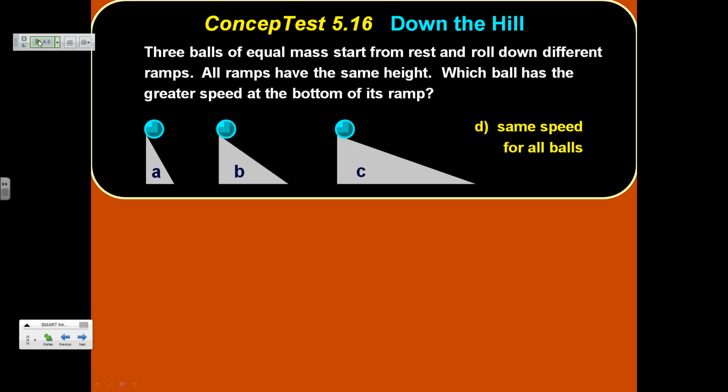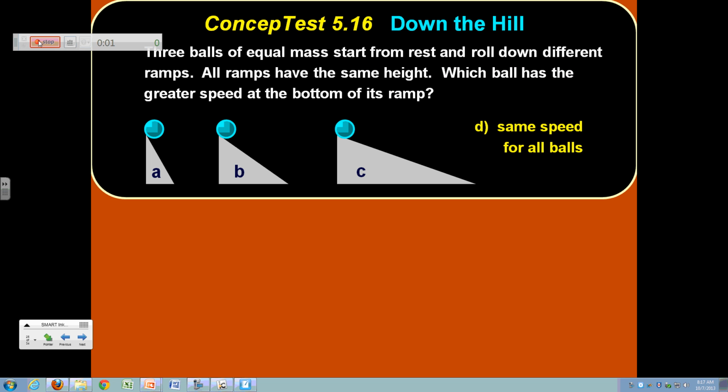Three balls of equal mass start from rest and roll down different ramps. All ramps have the same height. Which ball has the greater speed at the bottom?